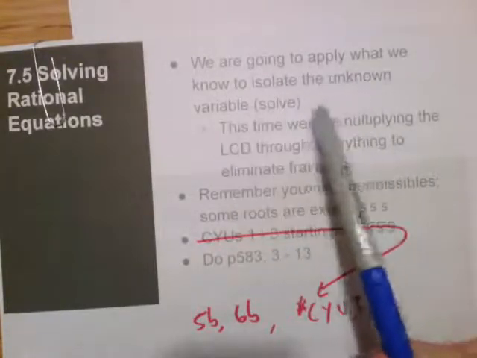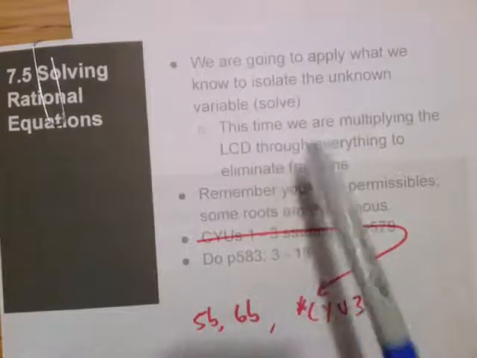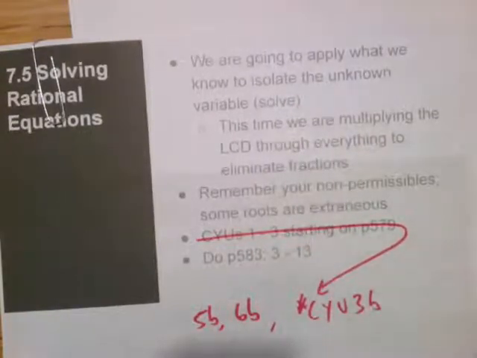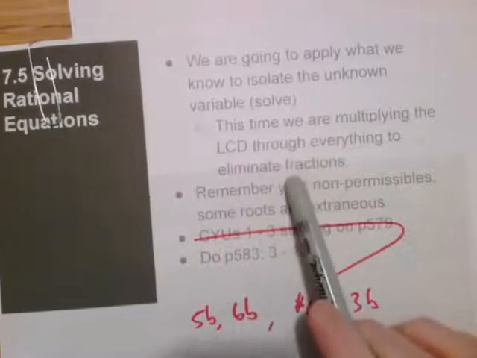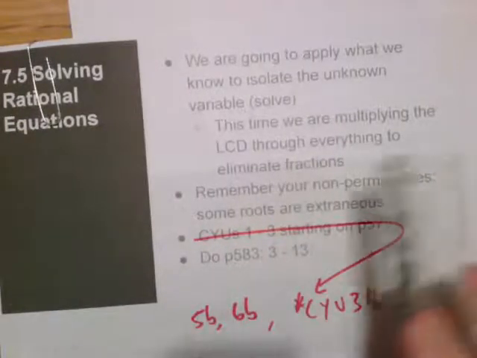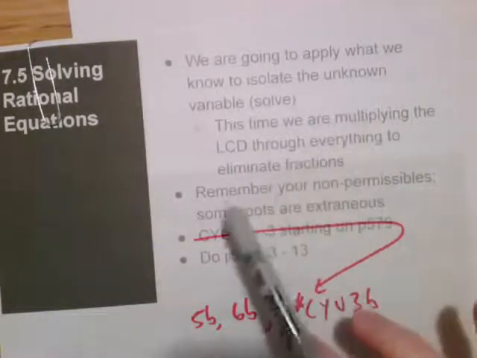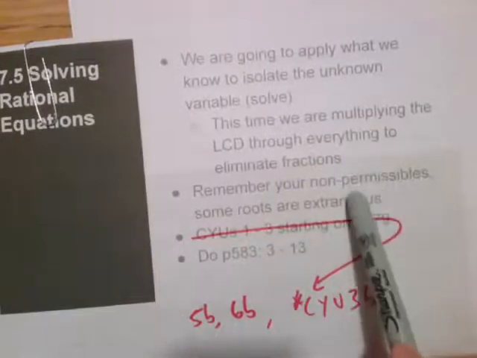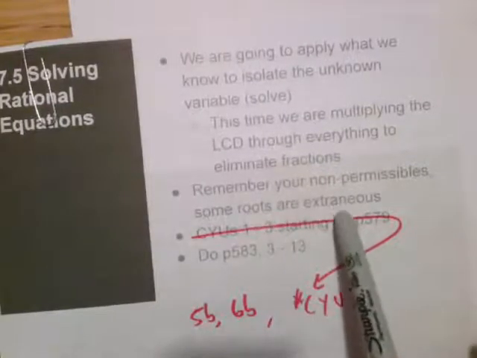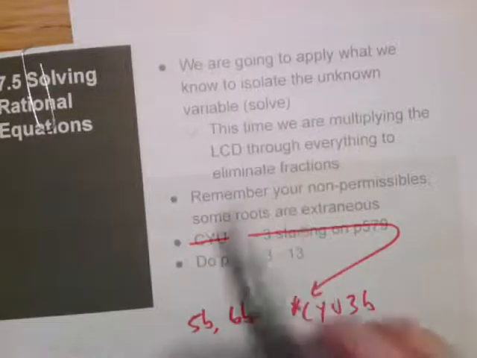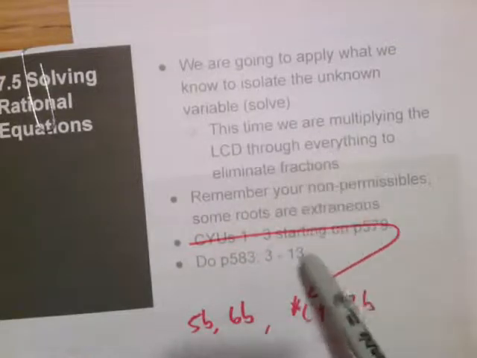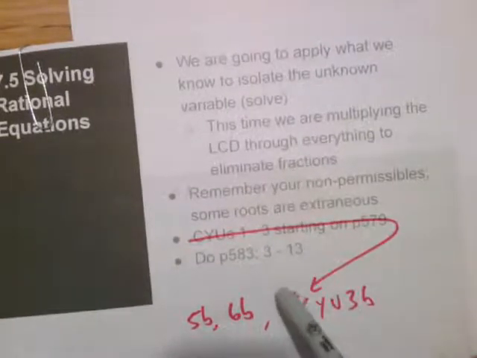See, that's what it says right here. I'm going to apply what we know to solve the unknown. But this time when we find the lowest common denominator, we're going to multiply it through everything so that we can eliminate fractions, so we can get rid of the bottoms. But also, once we solve, remember your non-permissibles. Some roots are extraneous. You want to know if you got the right answer? Check it. Plug in the numbers and see if it works.